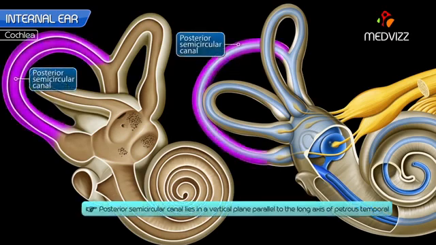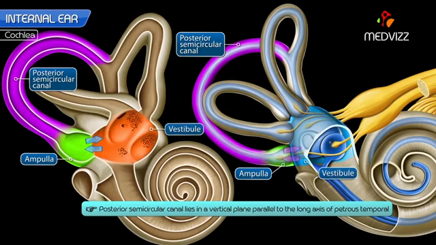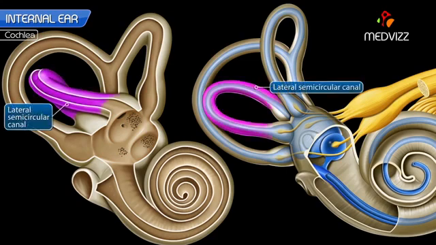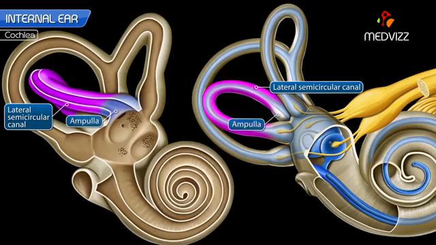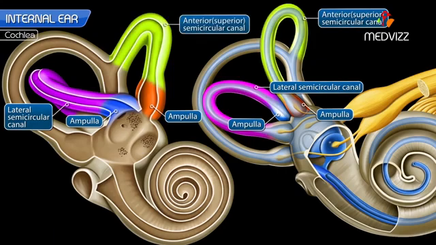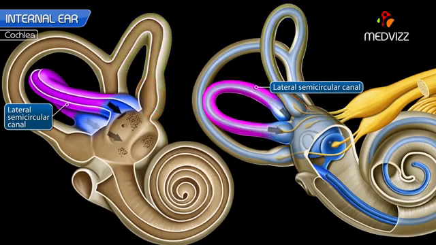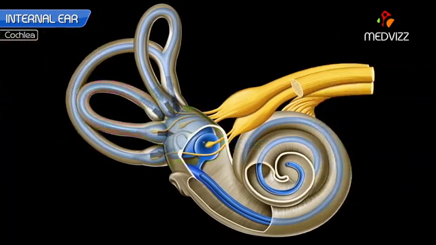The posterior semicircular canal also lies in a vertical plane parallel to the long axis of the petrous temporal. Its lower ampullated end communicates with the vestibule and is innervated separately by a branch of the vestibular nerve. The lateral semicircular canal lies in the horizontal plane. Its anterolateral end is ampullated and lies close to the ampullated end of the anterior semicircular canal. Both the ends of this canal open directly into the vestibule. Thus, 3 semicircular canals open into the vestibule by 5 openings.